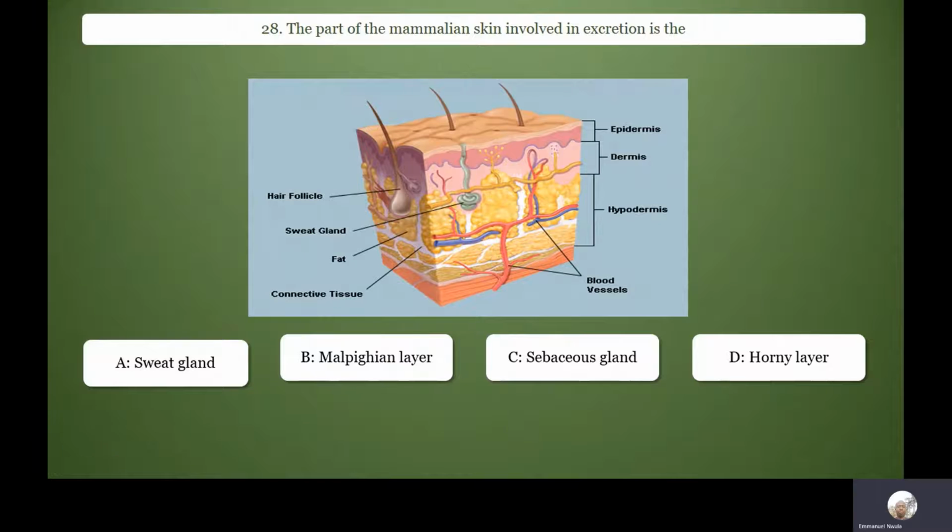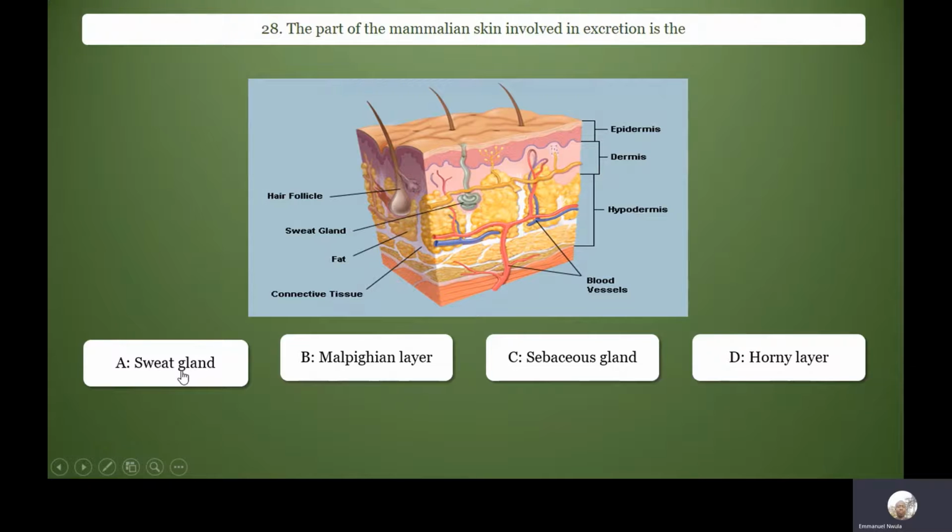The part of the mammalian skeleton involved in excretion is the sweat gland. 28 is the sweat gland. The sweat gland releases sweat, and of course sweat contains urea, small amount of urea, and then some salts, and those are excretory waste.